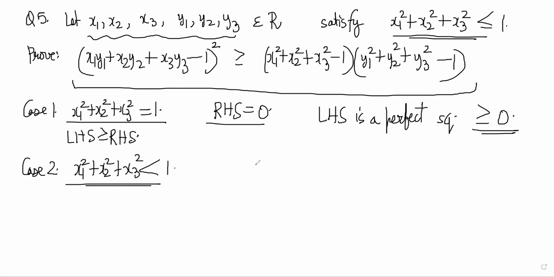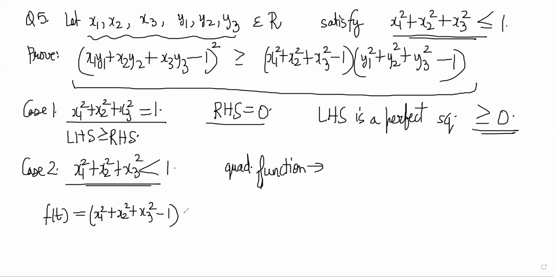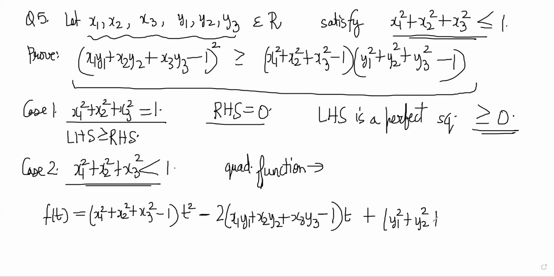So for this particular case, what we'll do is we'll construct a quadratic function. What is our function? f(t) is equal to (x1 square + x2 square + x3 square - 1) t square minus 2 times (x1 y1 + x2 y2 + x3 y3 - 1) times t plus (y1 square + y2 square + y3 square - 1).